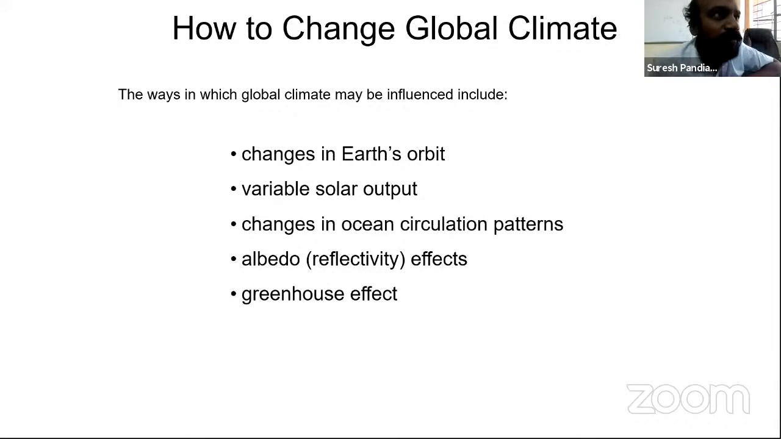So, how do they influence? This is the physics part, like we saw. Your Earth's orbit change will directly influence, of course, and you cannot control it. Similarly, the solar output is a natural cause we cannot control. The ocean circulation pattern changes because of temperature. I mean, El Nino, you are hearing a lot about El Nino, right? Warmer water bodies and then associated currents. Of course, albedo is to some extent controlled by us, right?